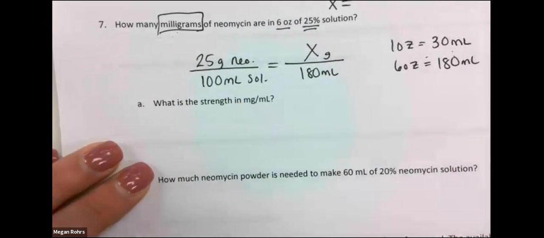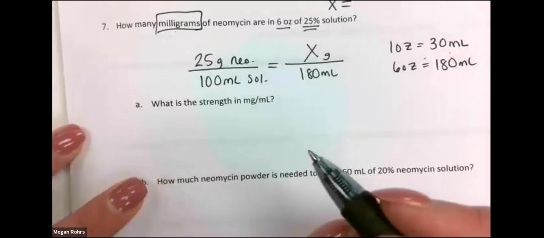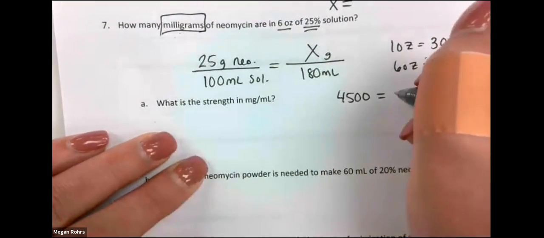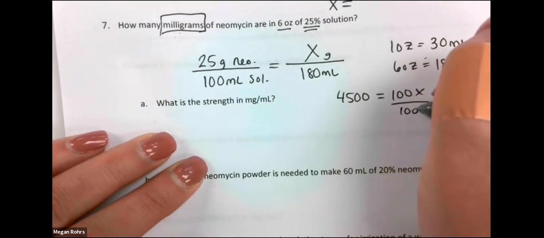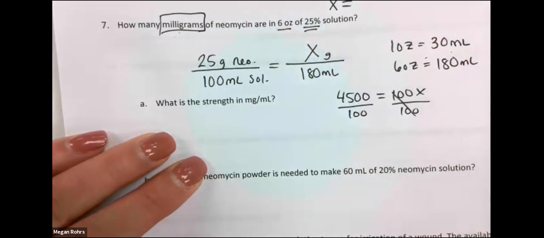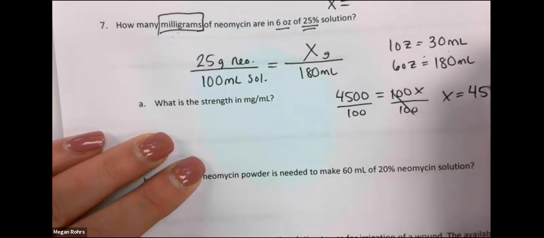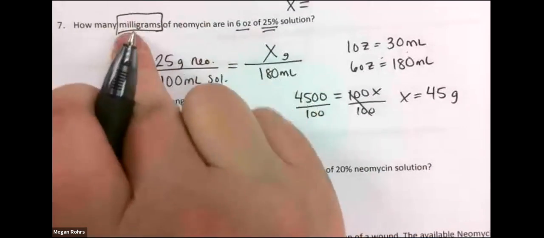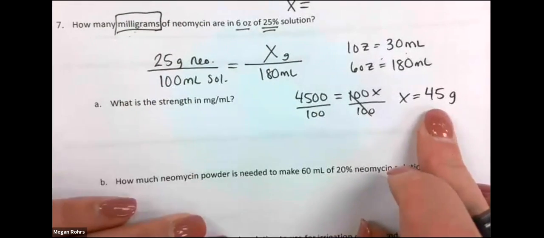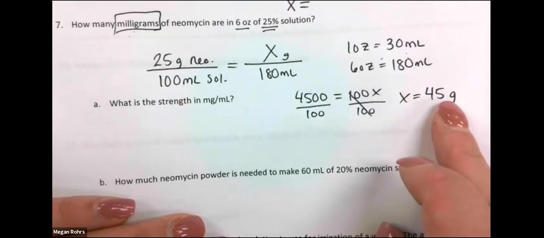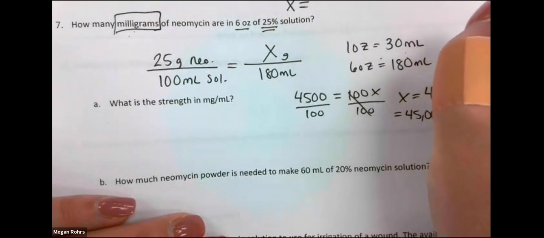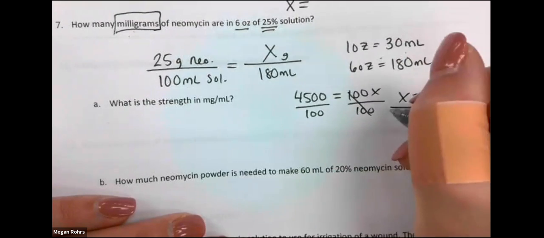So 25 times 180 gives us 4,500. And we're going to set that equal to 100x. So x is 45 grams. But remember, we need to go to milligrams. So take this times 1,000, or just move your decimal 3 places to the right. So that equals 45,000 milligrams.